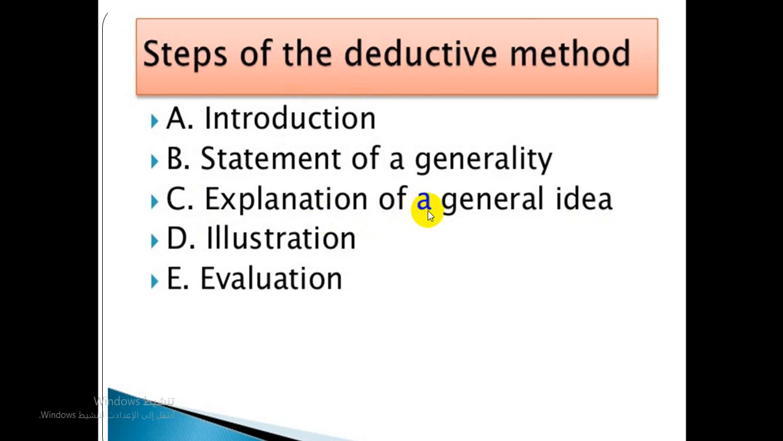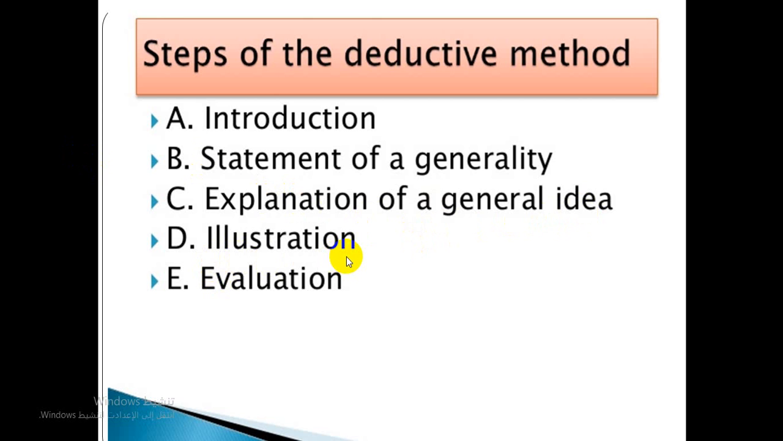In addition, the complementary clause is a word or a group of words used to end the letter. And after that, at the end of the letter, we have the signature, which is the name of the person who writes the letter. This is the explanation of a general idea step.